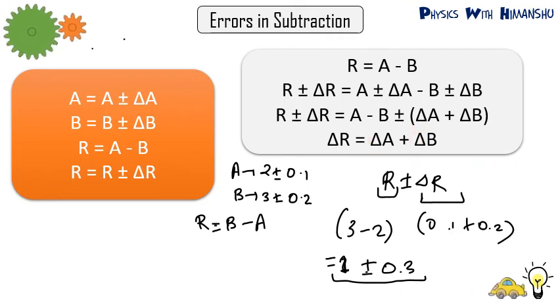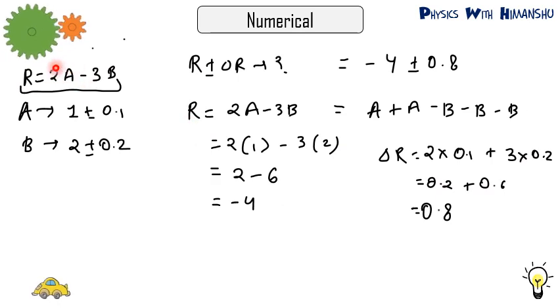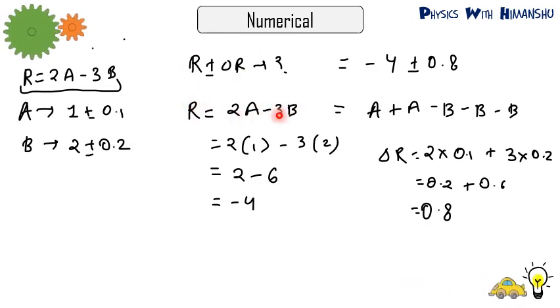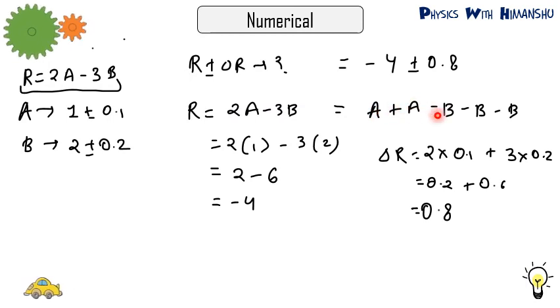Okay, now take some more examples. Suppose R is equal to 2a minus 3b, a is 1 plus minus 0.1, b is 2 plus minus 0.2. So we have to find out value of R plus minus del R. So R is basically 2a minus 3b. So to calculate value of R, you can directly use the formula. So value of a is 1, value of b is 2. So 2 into 1 minus 3 into 2. So 2 minus 6, it will be minus 4. Now we have to calculate error in R. So R is 2a minus 3b. We can write it to be a plus a minus b minus b minus b. But error will always get added up. So 2 into 0.1 plus 3 into 0.2, error will be 0.8.